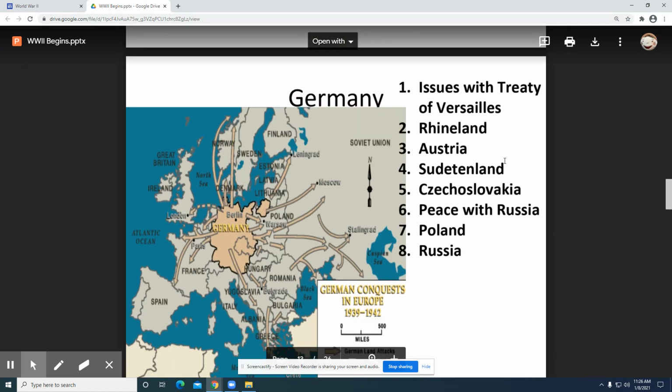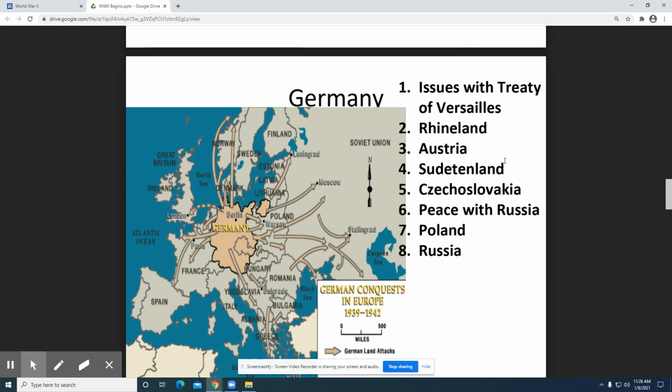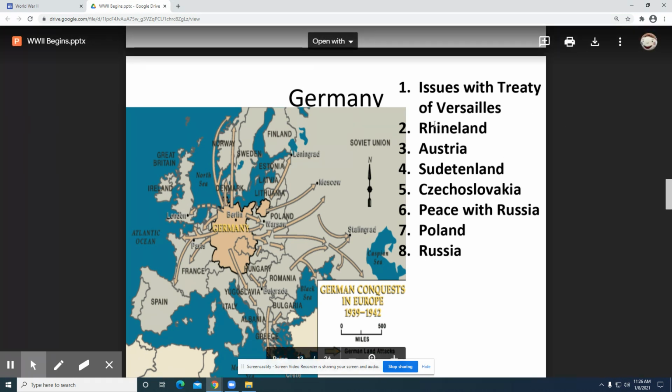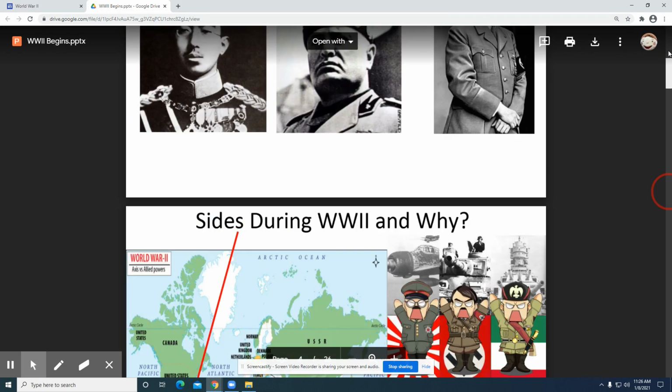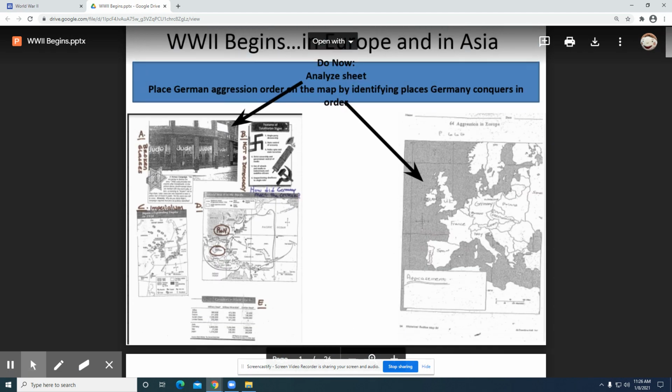we have some issues with the Treaty of Versailles. We know that Germany was upset with the Treaty of Versailles, primarily led to the economic collapse, and part of the reason why the Germans voted for the Nazi Party. So when we're looking at this map here, we see these territories: Rhineland, Austria, Sudetenland, Czechoslovakia. These are the territories that Germany first takes, moves into.